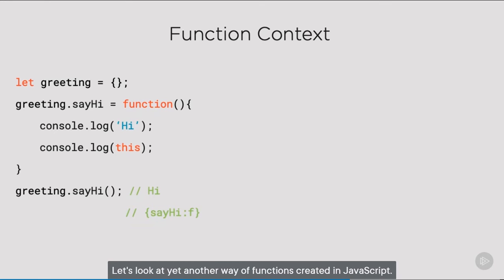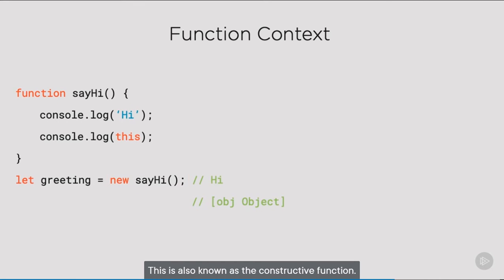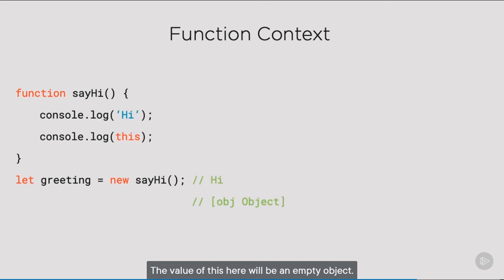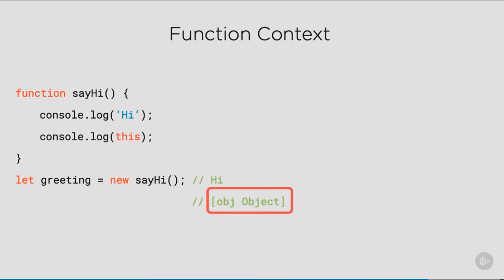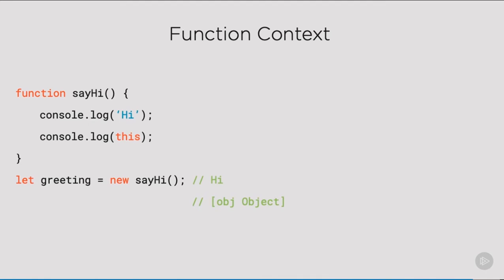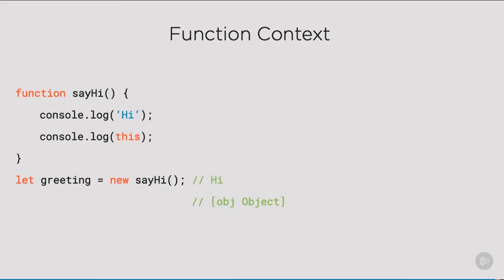Let's look at yet another way a function is created in JavaScript. This time we are using the new keyword when invoking the sayHi function. This is also known as the constructor function. The value of this here will be an empty object. Anytime you invoke a function with the new keyword, JavaScript implicitly creates an empty object within the function before returning it. So in our example, the variable greeting will hold this empty object.